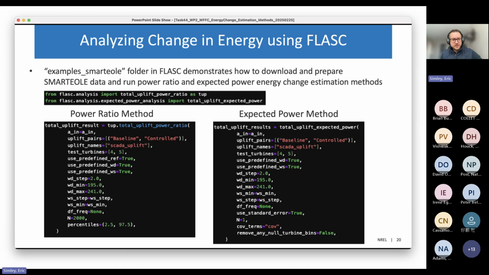We can specify the wind direction and wind speed step size, and then the bin edges that are used, and N is the number of bootstrap iterations, and then percentiles. So we can return uncertainty as the 95th percentile, or sorry, the 95% confidence interval, or any value, any confidence interval we want by specifying these percentiles.